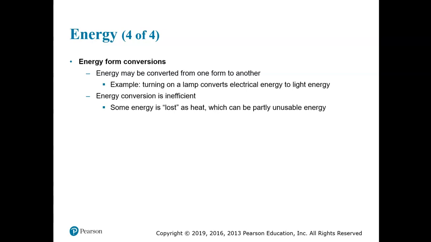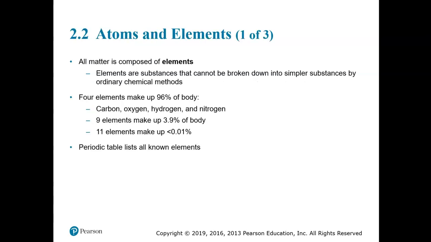and energy may be converted from one form to another. If we turn on a lamp, that converts electrical energy to light energy. And every time energy is converted, this energy conversion is inefficient. So we always lose some energy as heat to the environment, and we can't really use that energy. So that's why we say it's lost. It's really not lost. It's just lost to us.